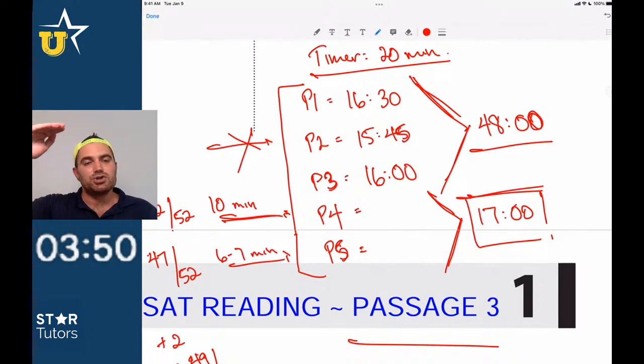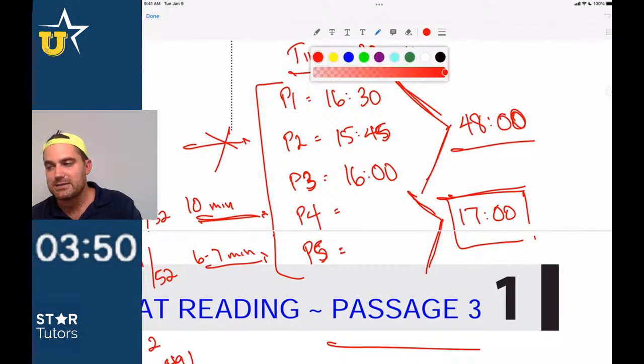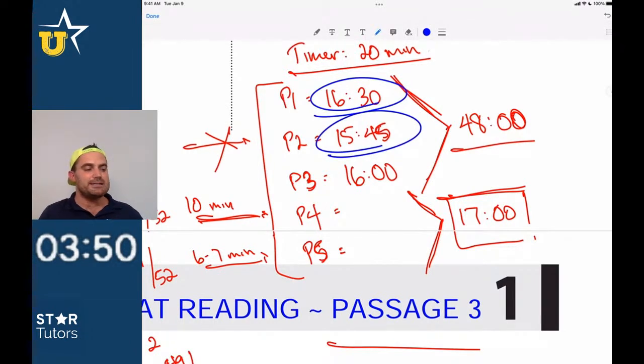By setting the timer at 20 minutes and going down from there and then recording your times, trying to figure out, hey, where are my best passages? Where are my worst passages? That's going to give you such a great sense of the real test because you're not going to worry when you're in the real thing.